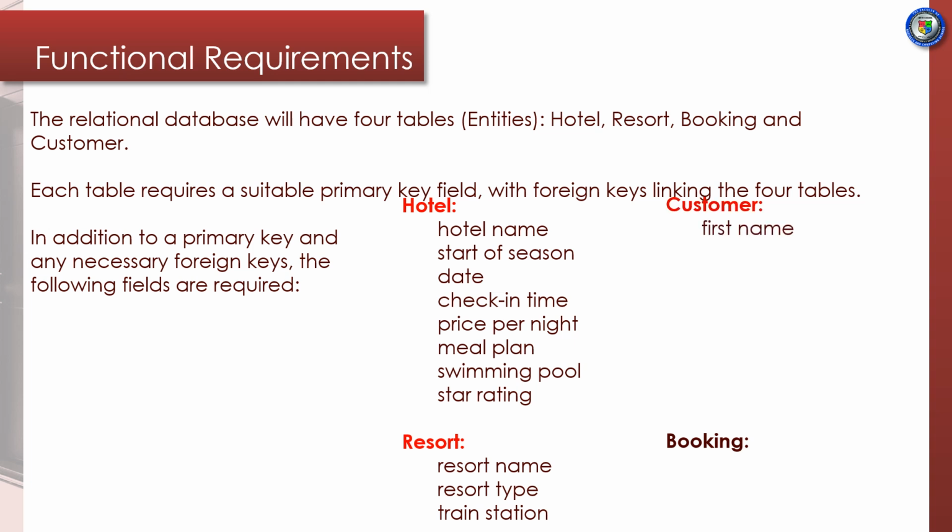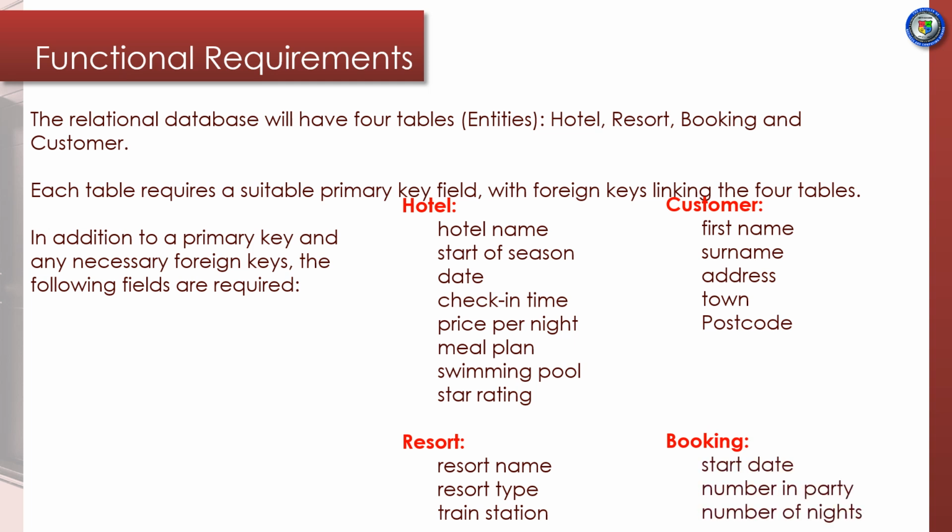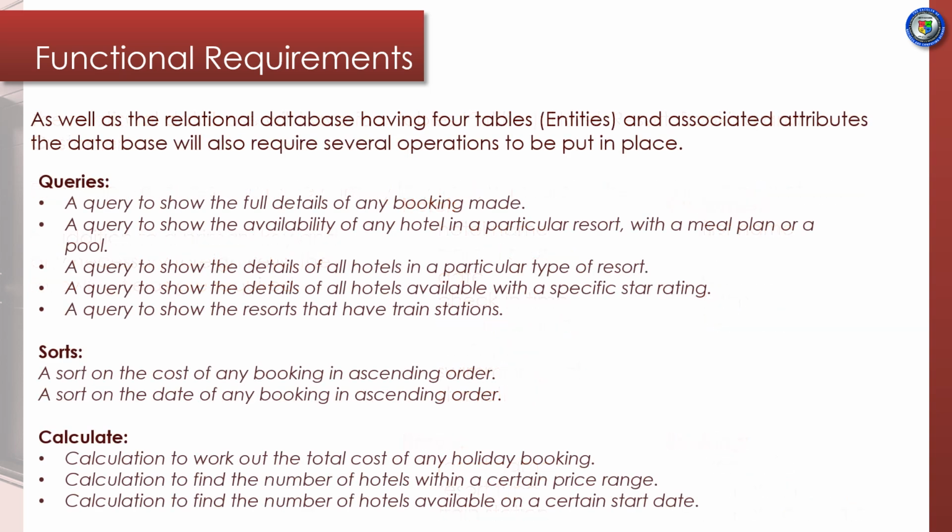Within our customer entity, first name, surname, address, town, postcode of each customer, and within our booking entity, a start date, number in the party, and the number of nights for the booking. As well as identifying our entities and entity attributes and associated information, we need to take into account the operations that will be put in place to allow our end user requirements to come to fruition.